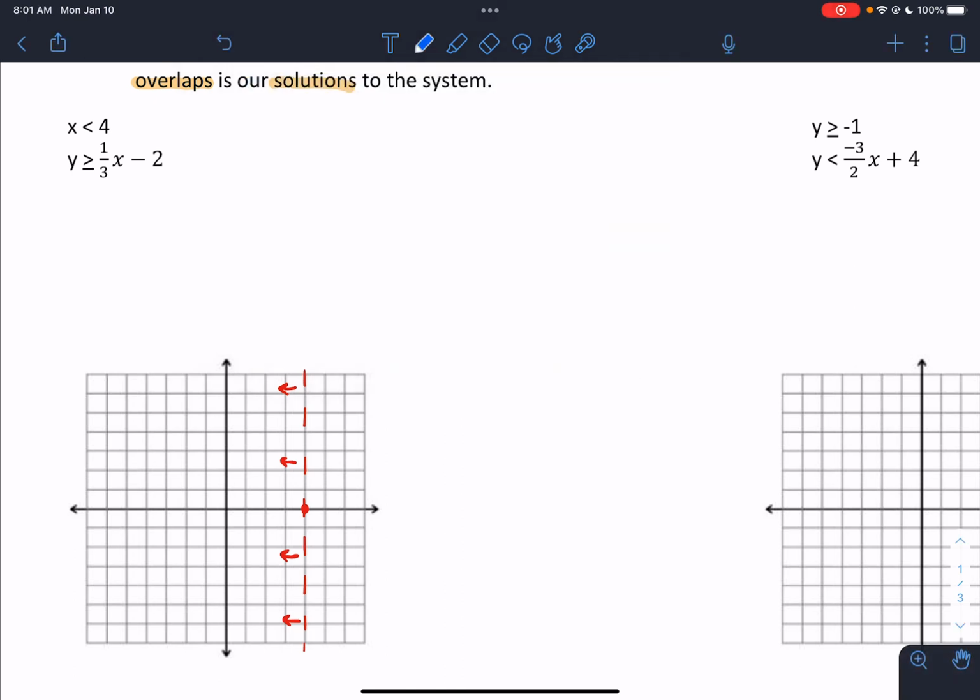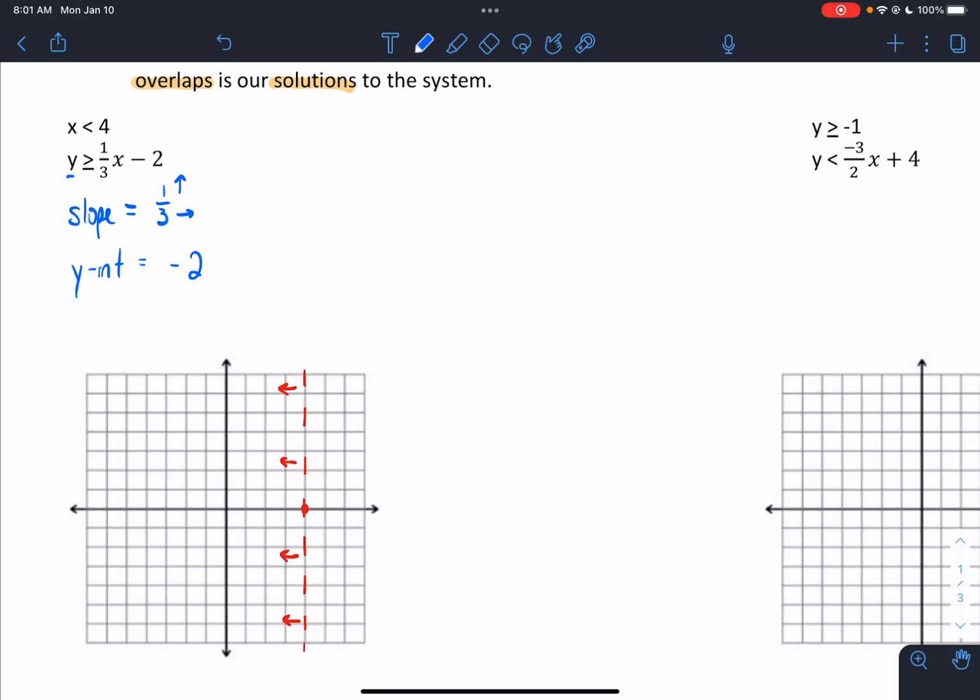So I've got y is greater than or equal to 1/3 x minus 2. And so my y is by itself, which is nice. So my slope is 1/3, and my y-intercept is -2. So a 1/3 slope means I'm going up 1, right 3. My y-intercept is that I'm starting down 2.